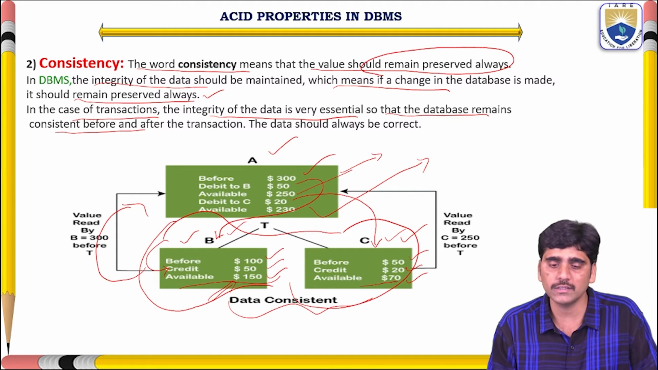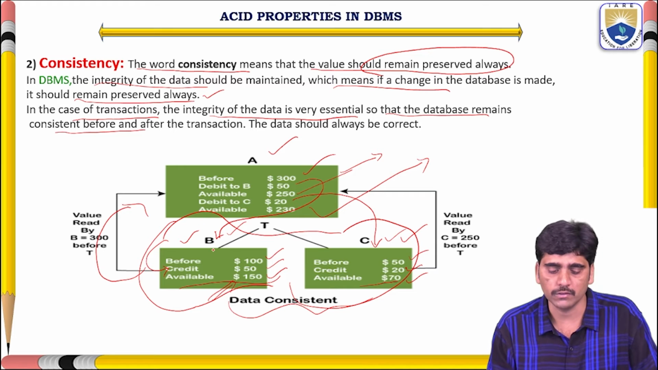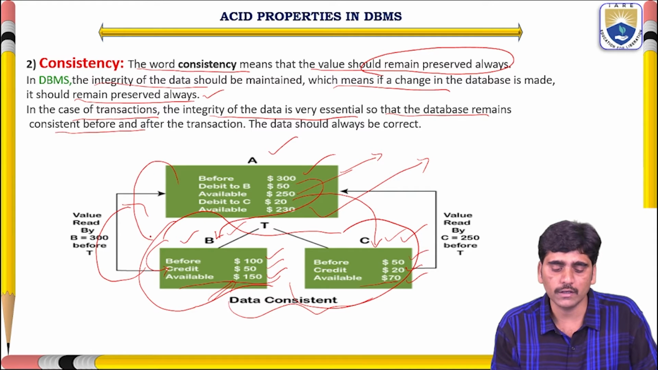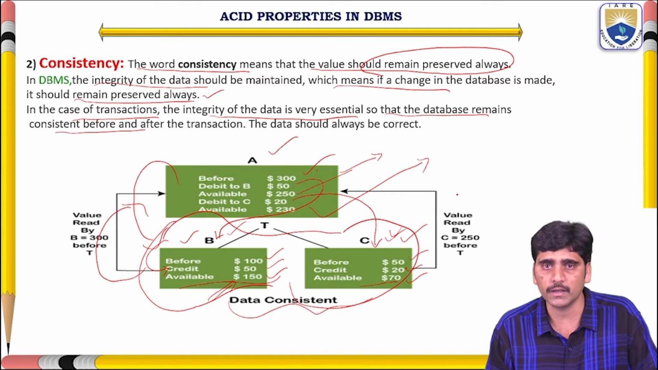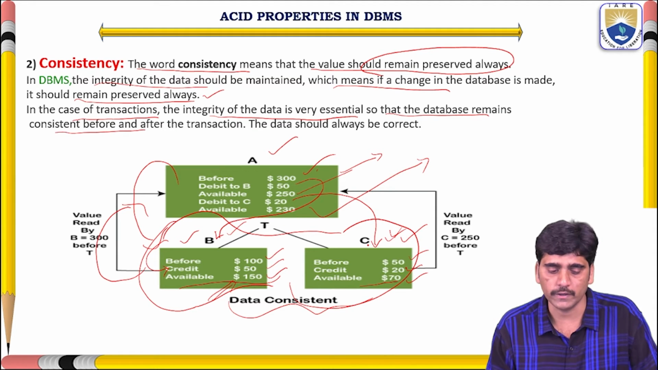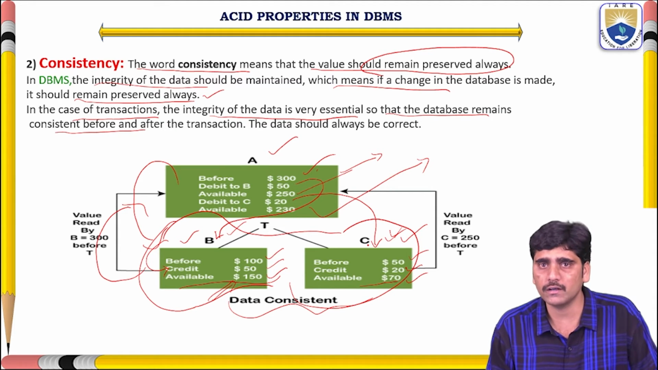Sometimes you will get losses when transferring the amount. So A transferring 10 rupees to B's account is a success, but A transferring 20 rupees to C's account may sometimes be a failure. At that time, the data is not maintaining integrity. So you can say that data is not maintaining consistency. The consistency property is not satisfied.